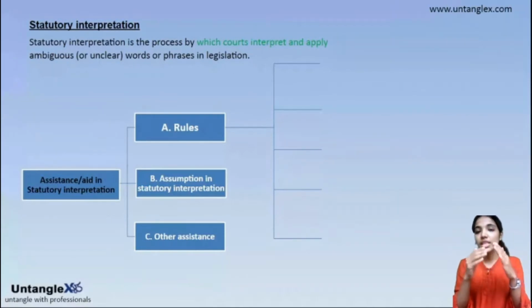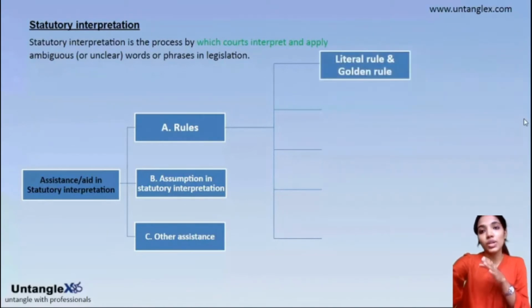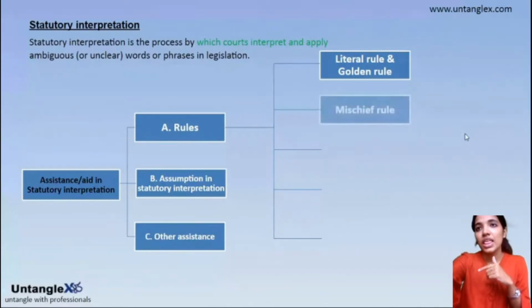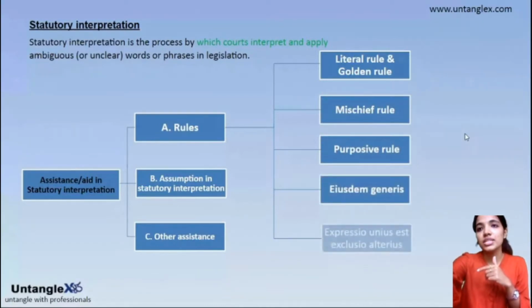So let's see how it's going to be. There are methods, okay? There are three methods of doing it. One is a set of rules on how to interpret or understand the words in a statement of law. Then there are the assumptions in statutory interpretation, and we have other aids. First we will learn about the rules. So there are 5 rules, and the first ones are the literal rule and the golden rule. The golden rule is a modification of the literal rule, okay? Then the mischief rule, and we have the purposive rule, Ejusdem generis, Expressio unius exclusio alterius.